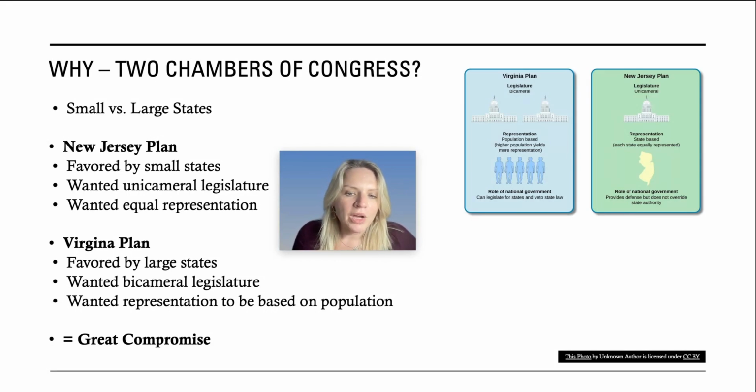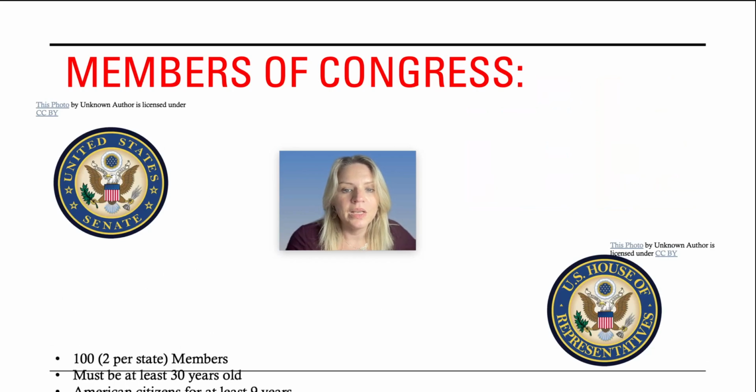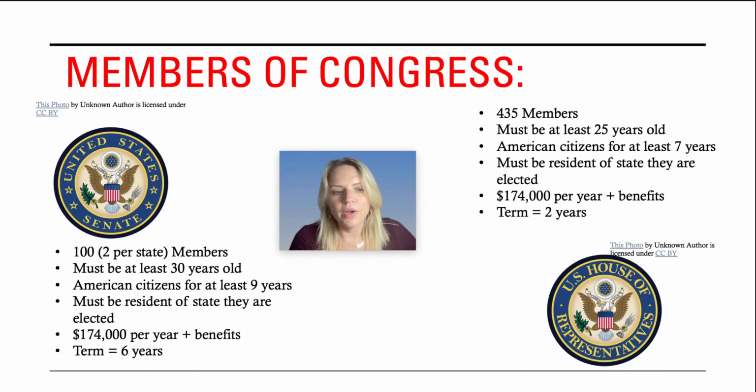They finally came up with a compromise. It's referred to as the Great Compromise, also the Connecticut Plan. In one part, the Senate sides with the New Jersey plan, and every state will have the same amount of senators. Now, the House of Representatives goes with the Virginia plan, where representation in the House of Representatives is based on population size. So let's go over both chambers of Congress.